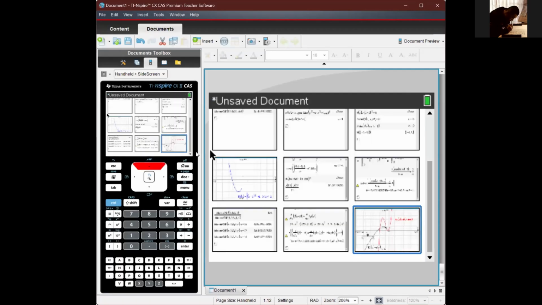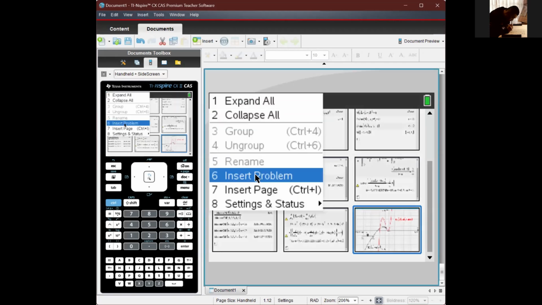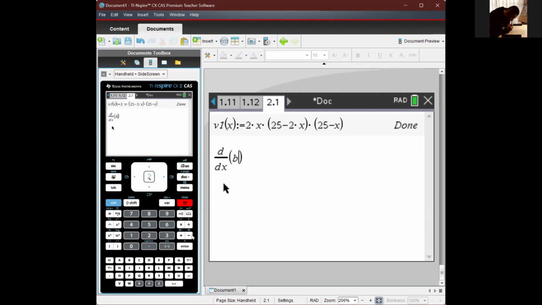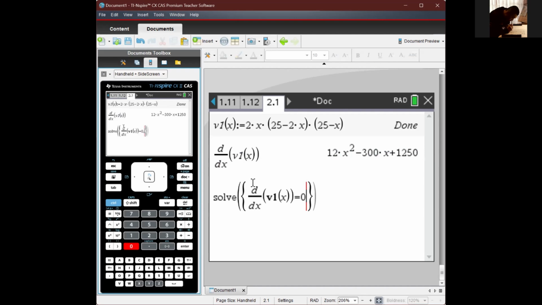If you're moving on to the extended response question part, you can press Control Up and bring in a new problem to separate out the variables. Now the question has the first volume. We define it as V1 of x. Okay, so we find the derivative. So this is a derivative, and we may want to use simultaneous equations. So solve, curly bracket, this equals 0, comma, v equals v1 of x, comma, v, given 0 less than x less than 12.5.